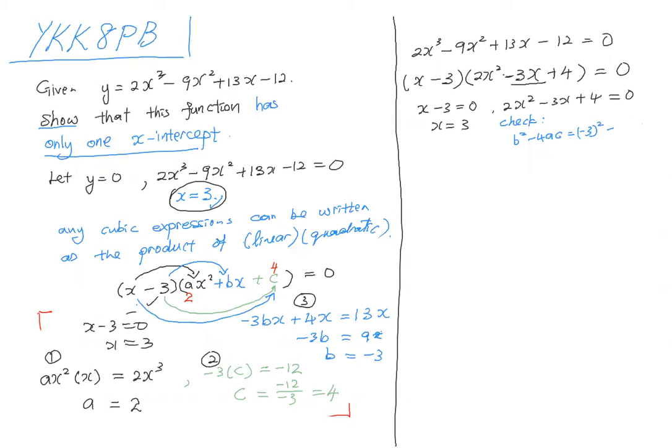Can someone tell me what is a? 2. Is it 4? A should be 2. Here is your a, this is your b and this is your c. Yeah, 4. So I got 9 minus 32, so less than 0. So I put here, therefore, no solution.